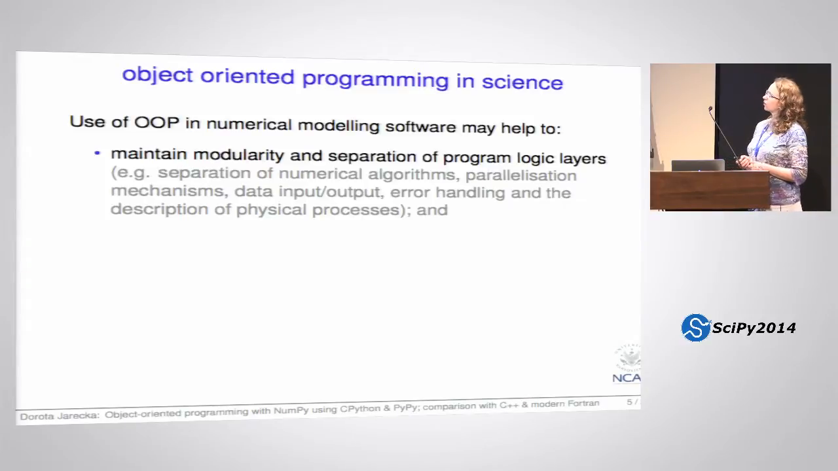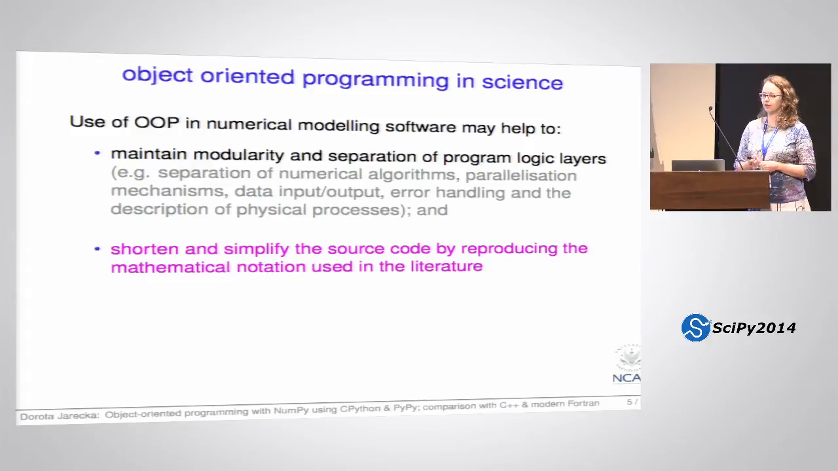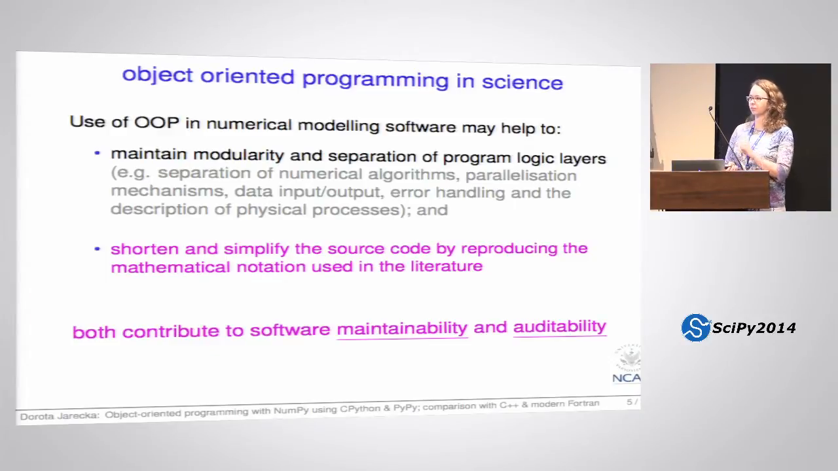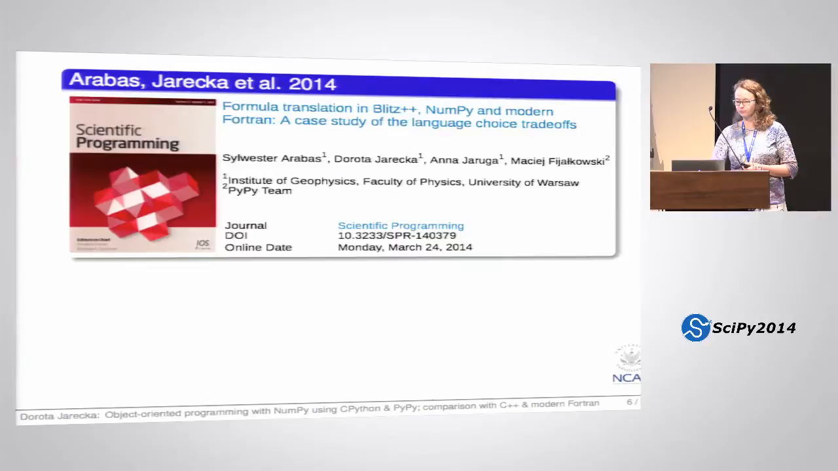So what were the most important things for us in using the OOP style? Mostly we believe that with object-oriented programming, it's easier to separate different program logic, so you can separate the real physics from the numerical problems and, for example, from error handling. This allows you to have different people in your group working on completely different parts of the code very easily. The other thing is that it can help shorten and simplify the source code by reproducing the mathematical notation, and I will talk about this more later, because it's one of the biggest issues we tried to keep in mind while writing the paper. We believe both these things contribute to maintainability, which is pretty important if you want to reproduce science.